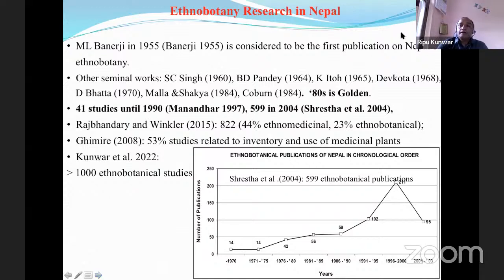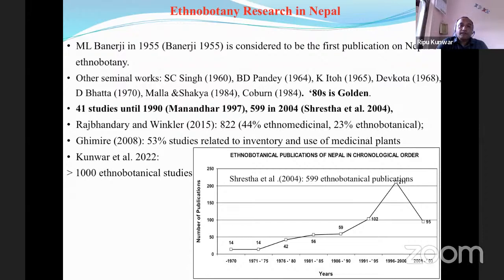And here, in the case of Nepal, the publication of M.L. Banerjee in 1955 is considered to be the first publication on Nepal's ethnobotany. After that there are other seminal works authored by Singh, Pandey, Cho, Devkota, Butter, and Coburn. The 1980s is the golden era for ethnobotany in Nepal. According to Manandhar 1997, until 1990 there were 41 studies on ethnobotany, and then in 2004 there were 599.